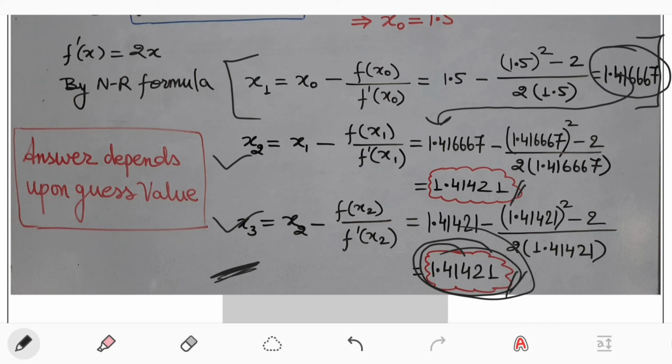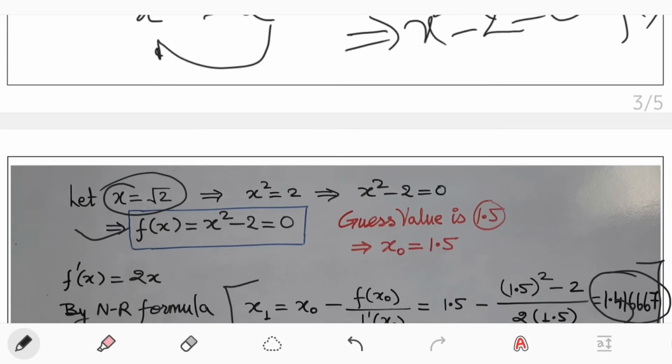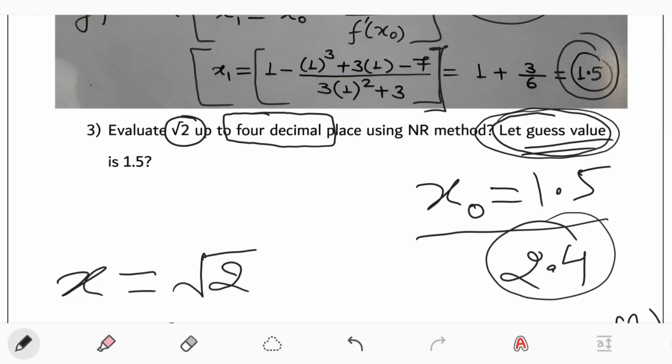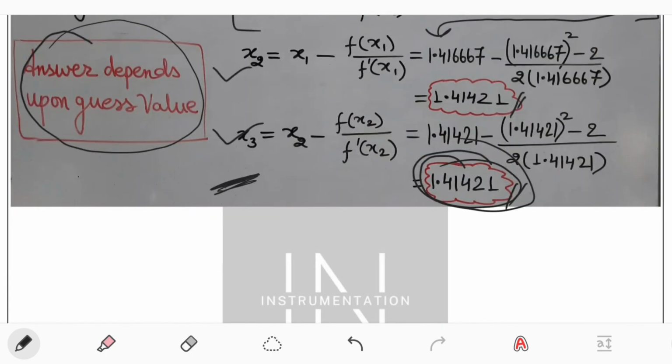Here one important point is the answer depends on the guess value. For example, it's very easy for us to reach the exact value if the guess value given is very precise. So if I have given you a guess value of 2.4, then more iterations are required to reach the value which we got over here, which is 1.41. So basically, if I give you a guess value which is more precise or more accurate, in that case there will be fewer iterations.